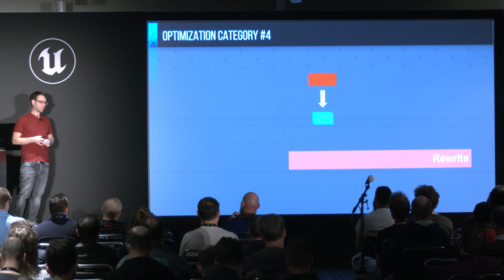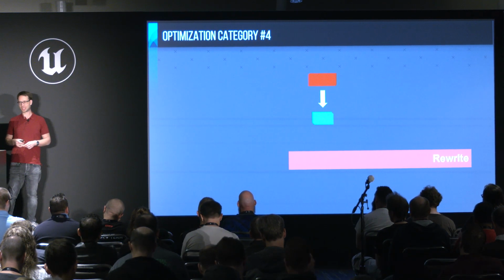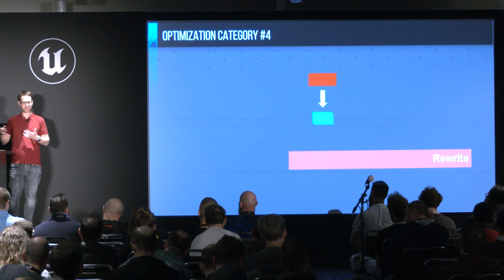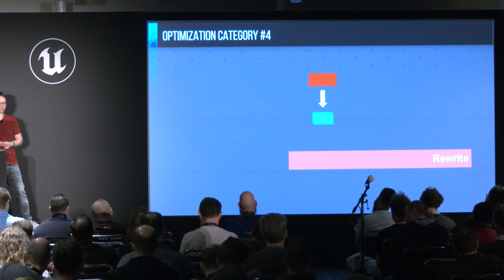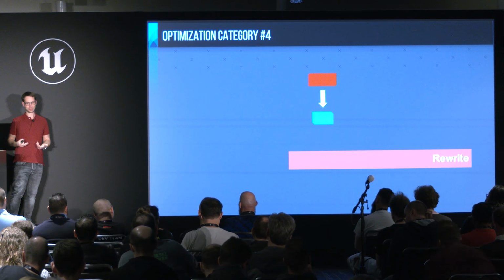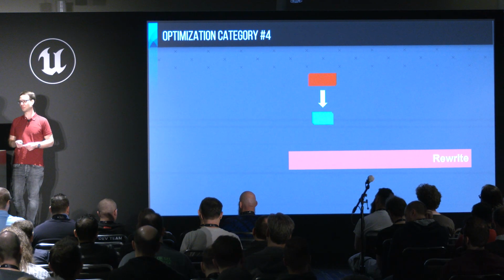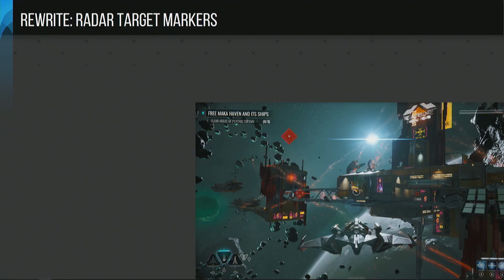All right, next up is rewriting or maybe refactoring after all, because sometimes you make the wrong decisions in the beginning and you have to go back and reconsider them and maybe find a different solution for something that didn't work out in terms of performance. In our case, one of the examples is our radar target markers. Some of them are difficult to see, but for example, you see the red square there, but I've also highlighted the others.